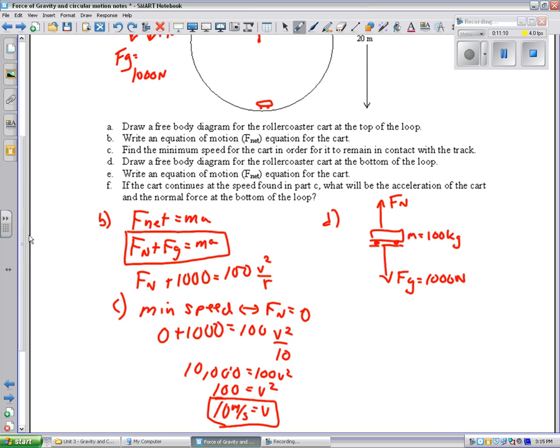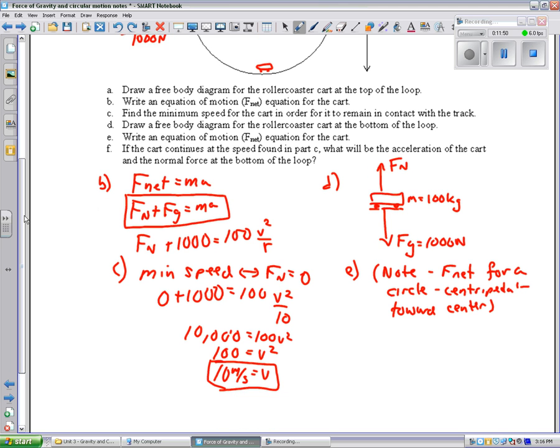is going to be. So for part E, write an Fnet equation. Now, Fn and Fg are in opposite directions. I can do Fn minus Fg or Fg minus Fn. Now, what I want to make a note of here is that the Fnet for a circle, remember, has to be centripetal, or toward the center. And that's how we figure out whether it should be Fn minus Fg or Fg minus Fn.